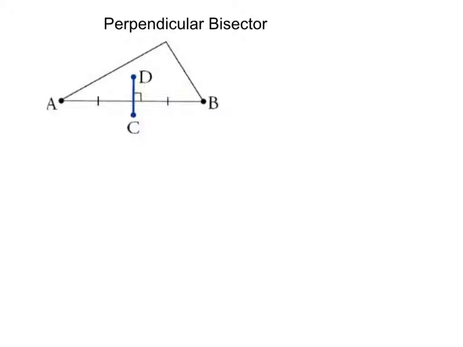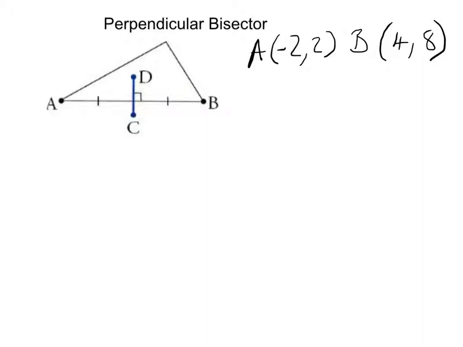So if I'm given 2 points, A (-2, 2) and B (4, 8), and I'm asked to find the equation of the perpendicular bisector of AB, which in the case of our picture is CD. Here are the steps that I'm going to take.